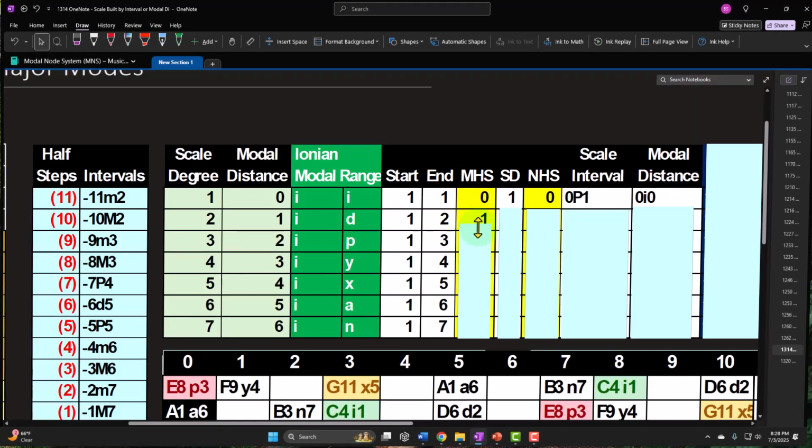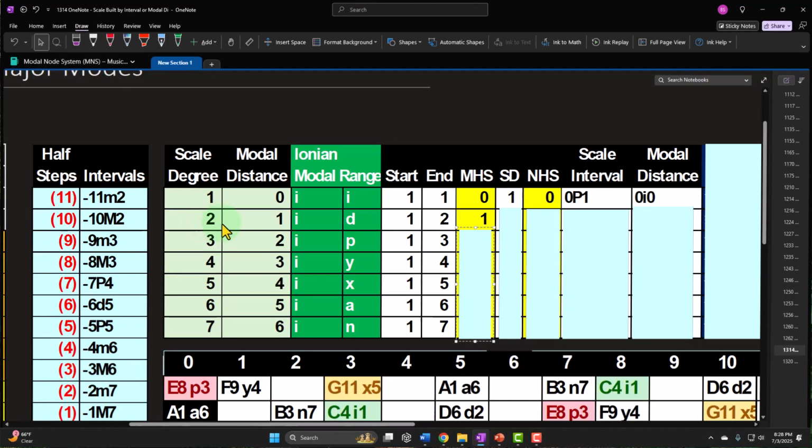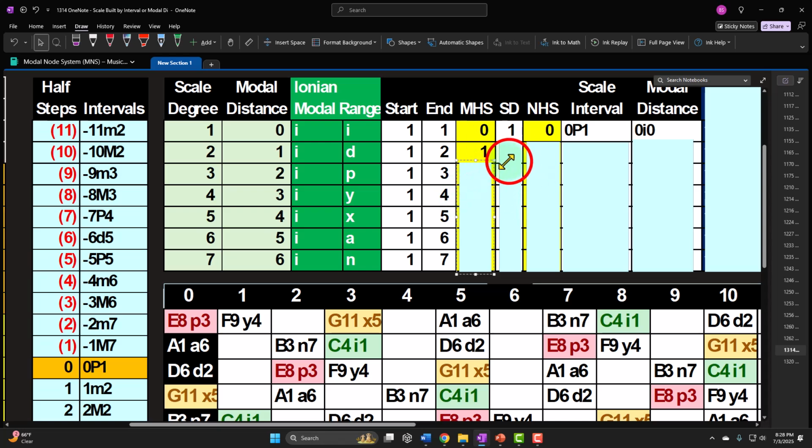All right, what if I go up to the second scale degree? What does that mean? That means I went a distance of one continent up. So that would be an I-D modal range or a 1-2 modal range, I'm going one continent up. And so we'd say that would be one modal half step up. That's what it means to go one continent up, which means it would be the second scale degree. So if I look at this one, from here to here, there it is, for example.